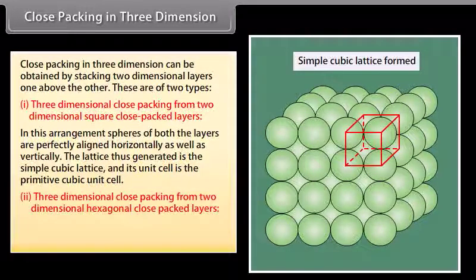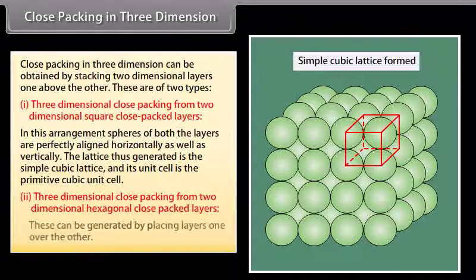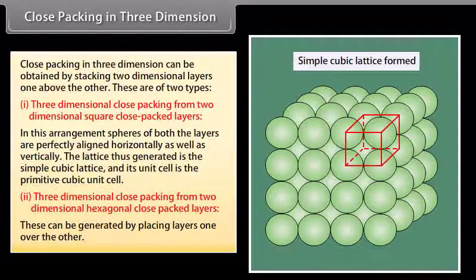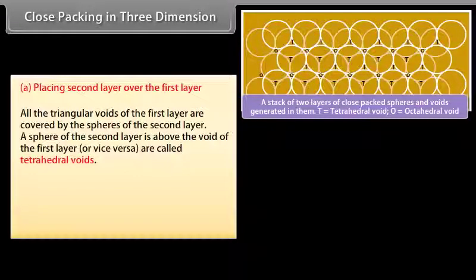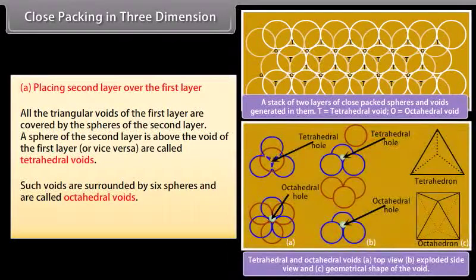3-dimensional close packing from the 2-dimensional hexagonal close packed layers. These can be generated by placing layers one over the other. A. Placing second layer over the first layer. All the triangular voids of the first layer are not covered by the spheres of the second layer. A sphere of the second layer above a void of the first layer forms tetrahedral voids. Voids surrounded by 6 spheres are called octahedral voids.